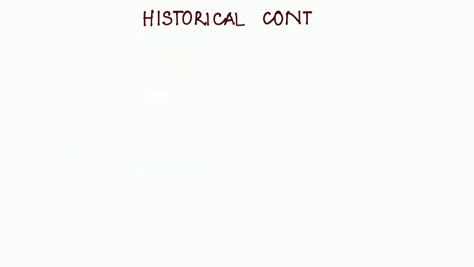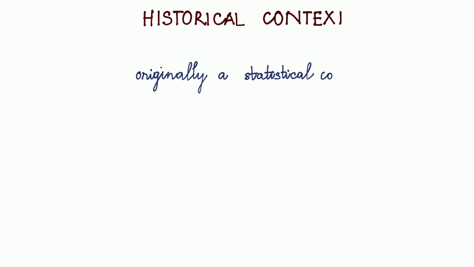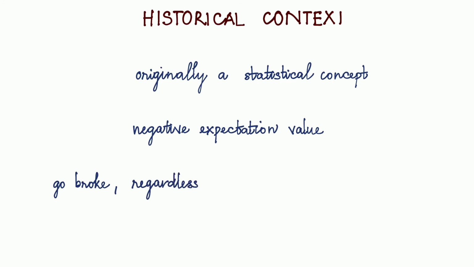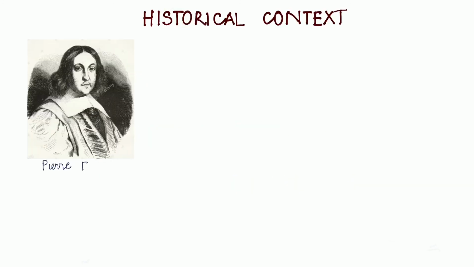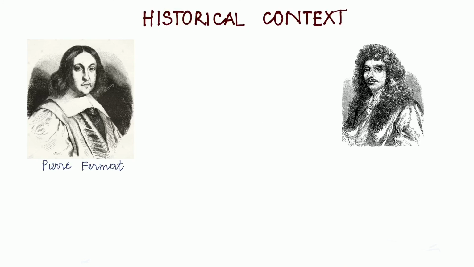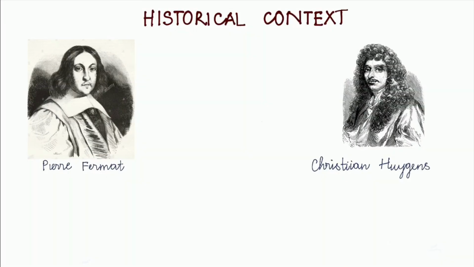The term gambler's ruin is originally a statistics concept, most usually described as the fact that a gambler playing a negative expectation value game will eventually go broke regardless of their betting system. The earliest known version of the gambler's ruin, also known as the problem of the duration of play, was proposed by Pierre de Fermat in a letter to Christiaan Huygens in 1657.